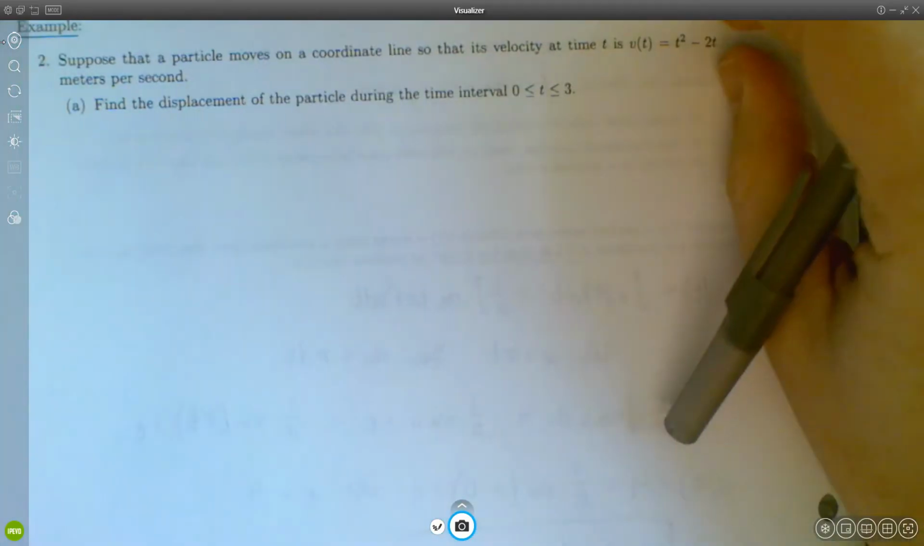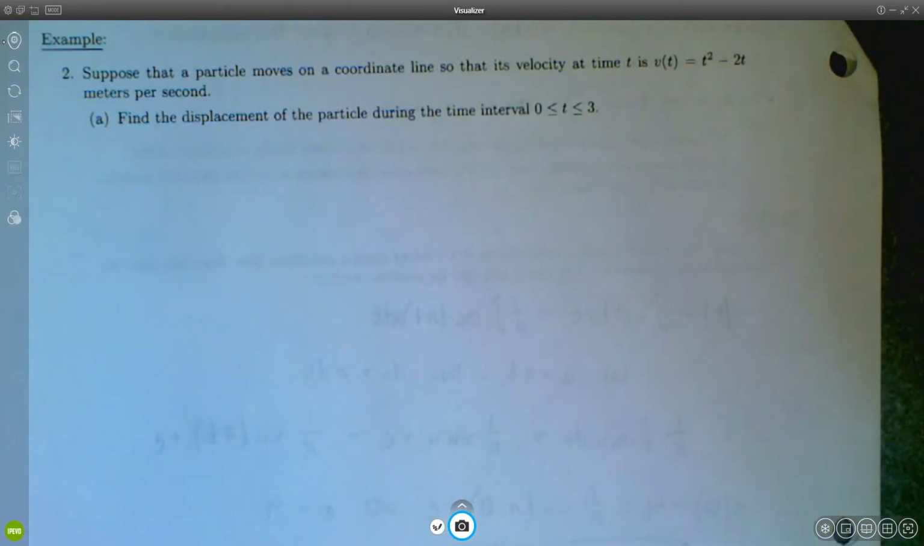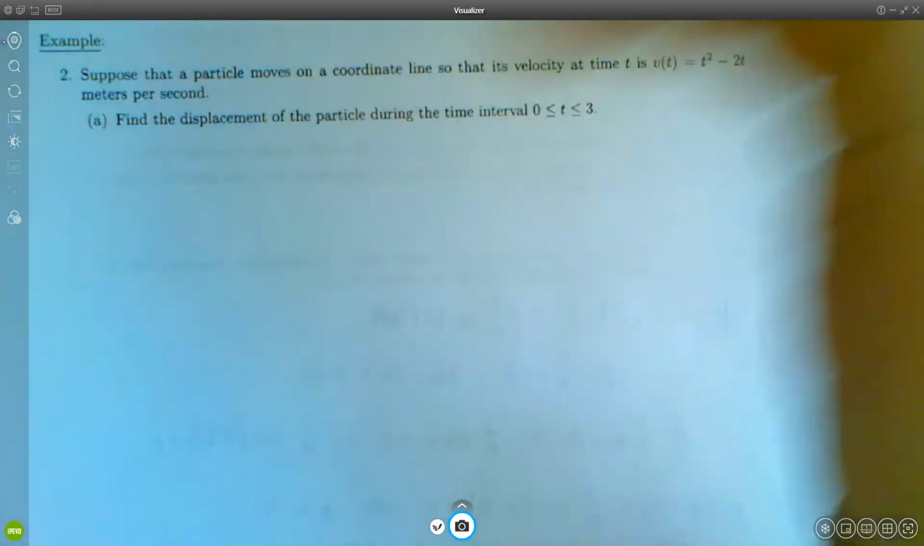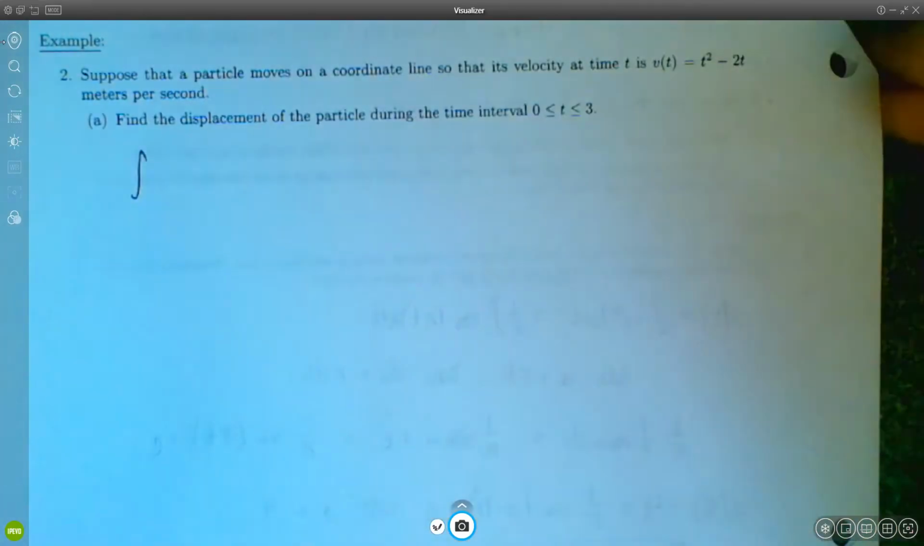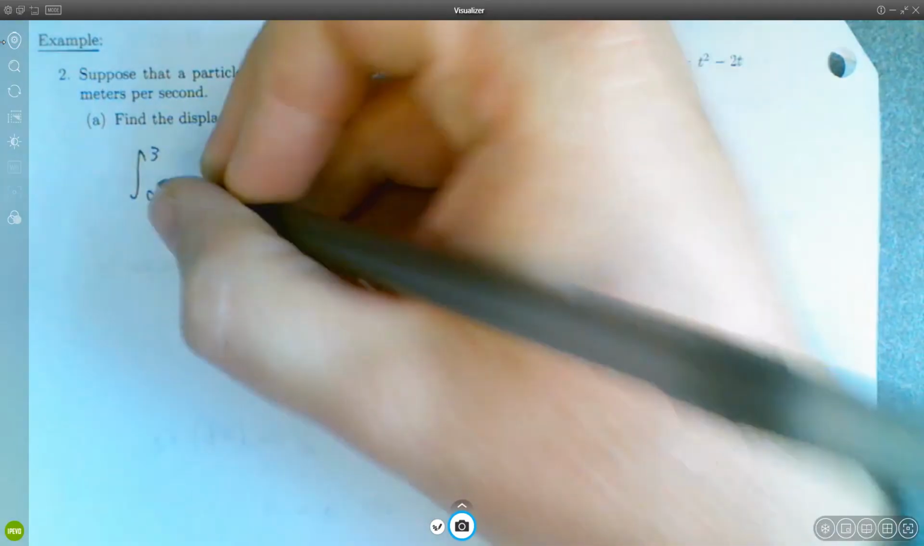So suppose that a particle moves on a coordinate line so that its velocity at time t is t squared minus 2t meters per second. Find the displacement of the particle during the time interval from 0 to 3. Okay? So the displacement is just going to be the definite integral of the velocity. So that's not bad, right? It's going to be the integral from 0 to 3 of the velocity.